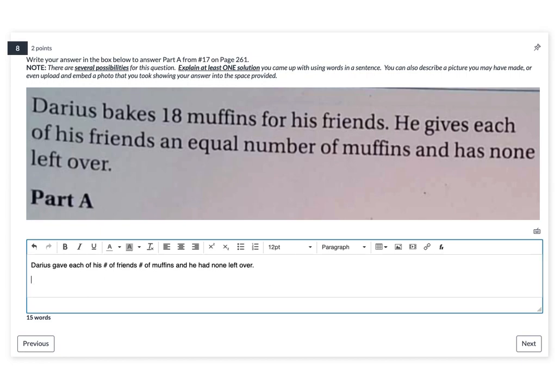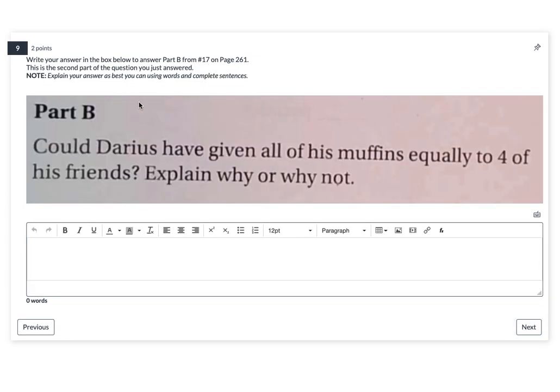This is a different kind of answering where you have to type it in. This will not auto grade. So just so you know, when it grades it, your teachers will have to take a look at this one, okay? Now, the part B for the same problem, question 17 on page 261, you will also explain your answer as best you can using words and complete sentences.